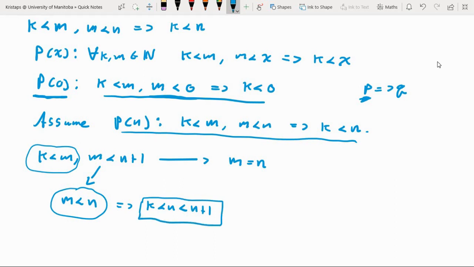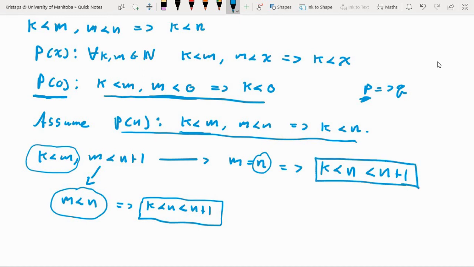Now, on the other hand, the other possibility is that m is equal to n, in which case, our hypothesis is that k is less than m. So that means, simply replacing the m with n, that k is less than n, which again is less than n plus 1, which is exactly what we wanted to show.